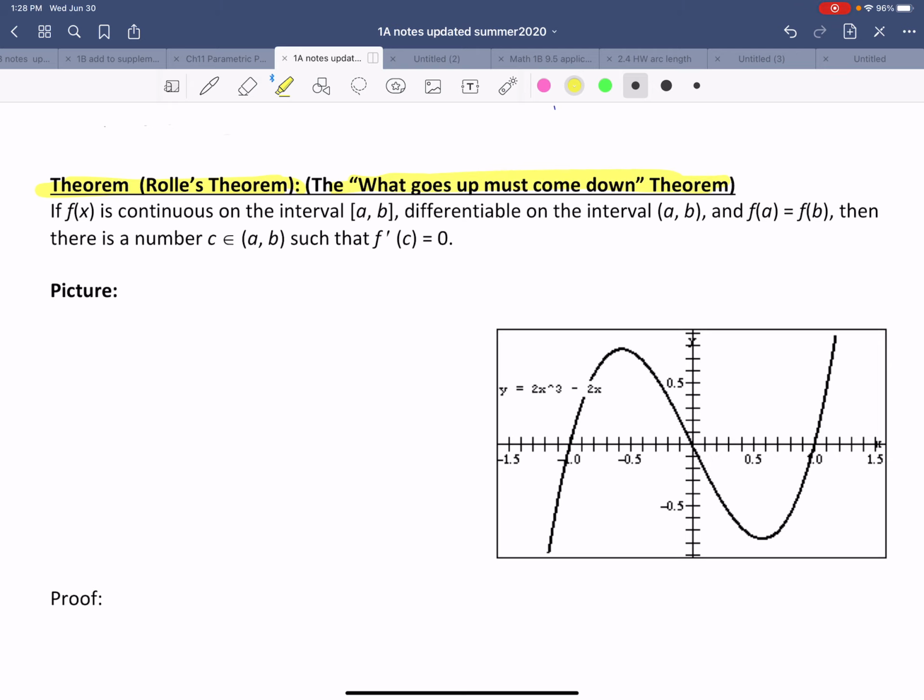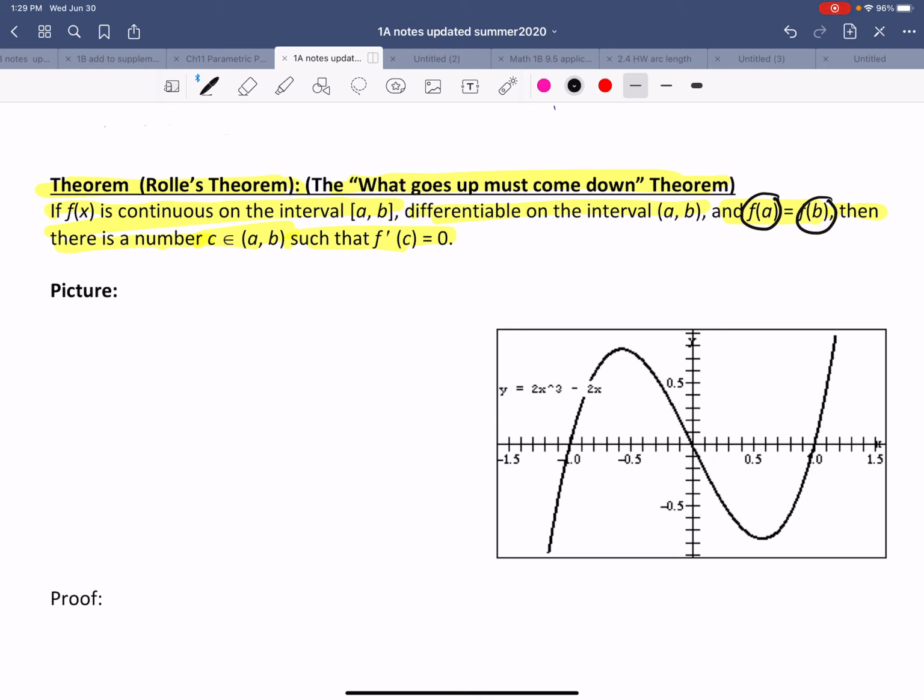It sounds very confusing. If f of x is continuous on the closed interval [a, b] and differentiable on the open interval (a, b), and f of a is equal to f of b, then there is a number c in the interval (a, b) such that f prime of c is 0. In easy words, it says that if you have a function that has two equal y values at two different x values, then the function does have a point in there where the derivative is 0. You do have a horizontal tangent somewhere in that interval.